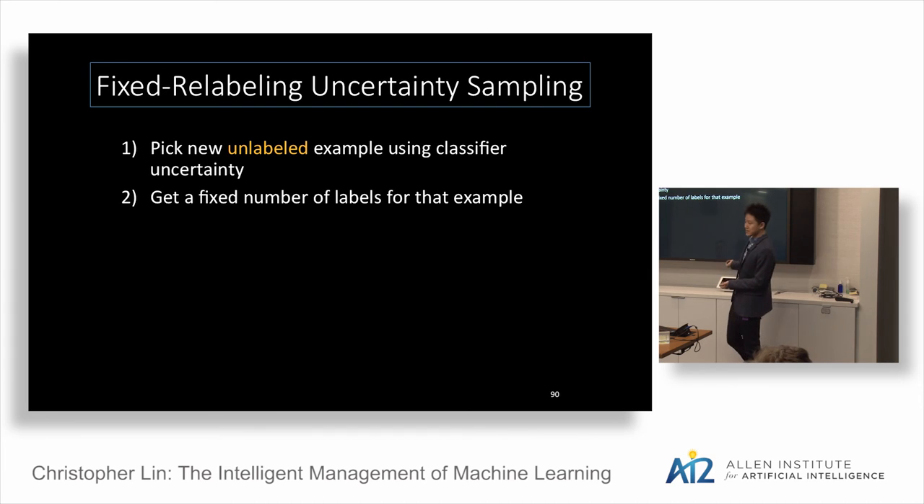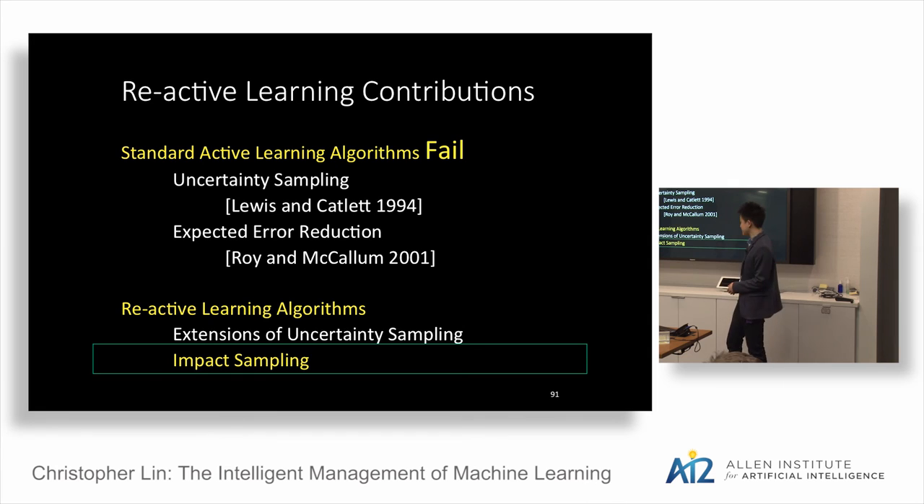Another thing you might be able to do is some sort of fixed relabeling, right? So you can pick new unlabeled examples using uncertainty sampling and then just get a fixed number of labels for that example. So never go beyond a certain number. Now, these two algorithms fix the infinite looping problems, but the problem with these two algorithms is that now you have to pick hyperparameters here, right? So that's difficult. So now I'm going to tell you about a new algorithm that we came up with that not only elegantly fixes the infinite looping problems, it also doesn't have this hyperparameter choosing. And that algorithm is impact sampling.